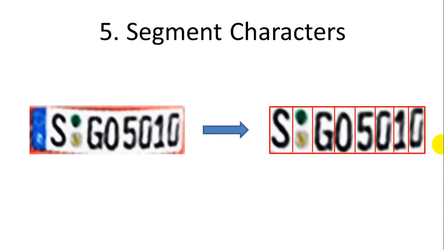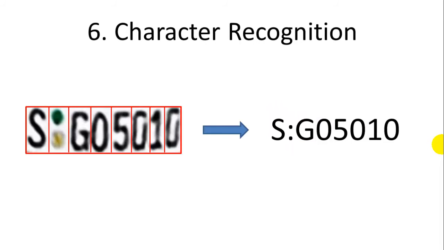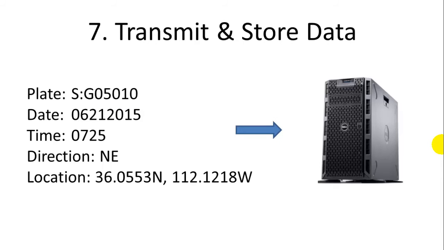We section off each character so that we can feed one character at a time into the optical character recognition software. Now, character recognition is done one letter at a time and outputs a string of the entire license plate. And lastly, the data is transmitted and stored in a centralized server. So together with the license plate, a date and time stamp along with the location and direction are typically placed with it. Now, there may be millions or even billions of records in a single database.